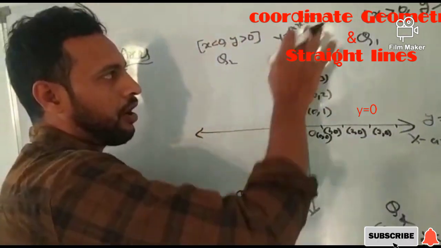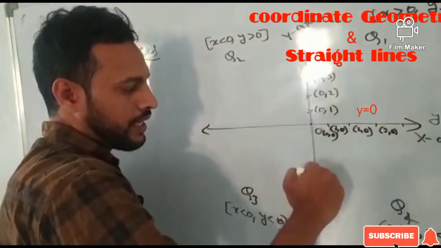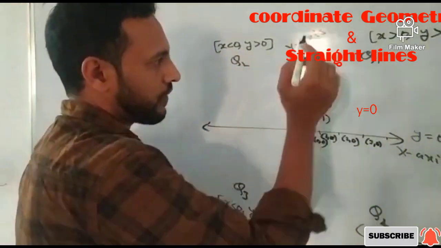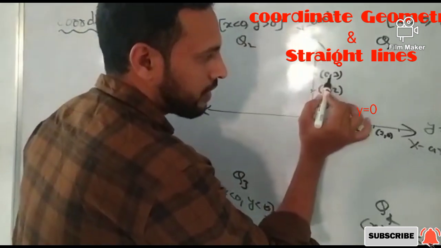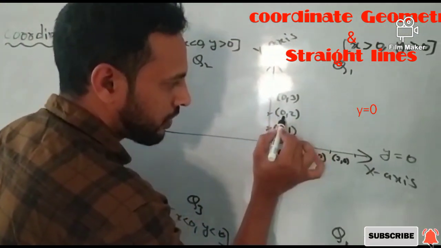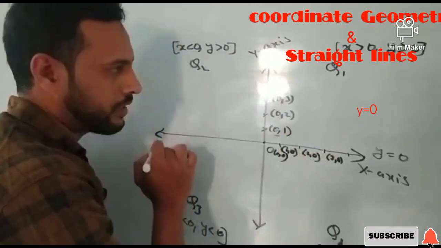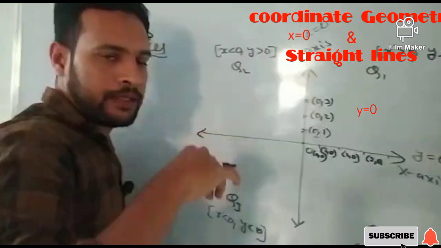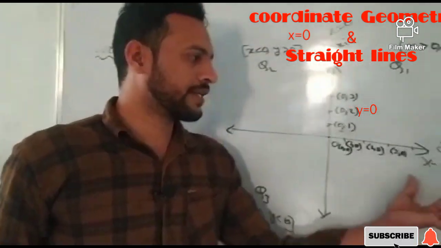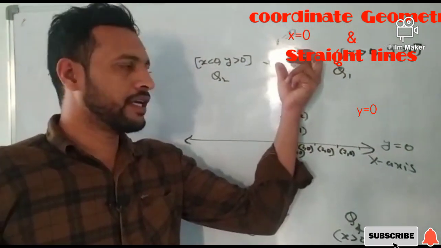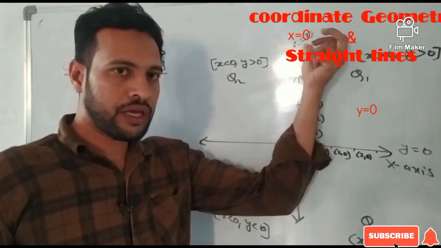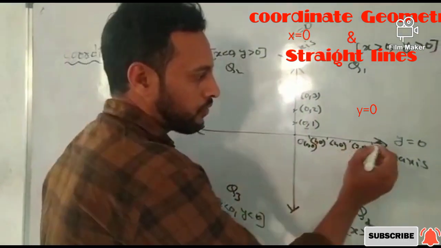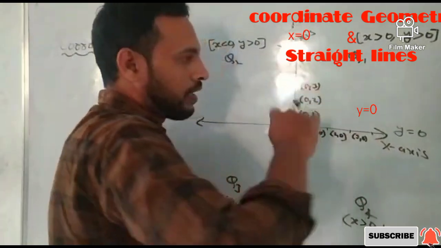In the same way the y-axis is also a line, and every line has an equation. So the equation of the y-axis is, you can observe here the x coordinates are 0 on the y-axis. Therefore you can take the y-axis equation as x equals 0. So the equation of the x-axis is y equals 0 and the equation of the y-axis is x equals 0.